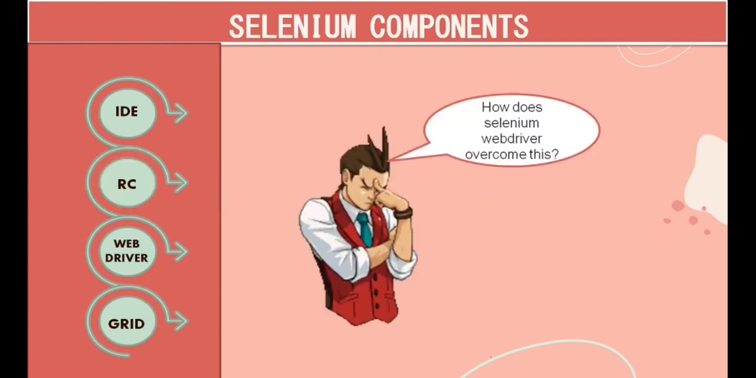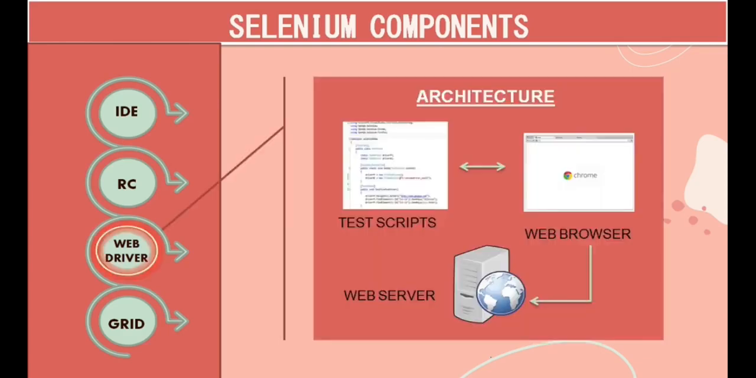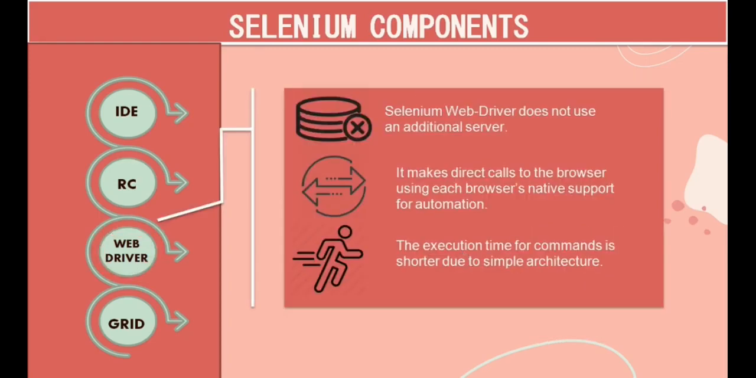Now let's see how Selenium WebDriver overcomes these drawbacks. For this we need to understand the architecture of the WebDriver. In the WebDriver architecture we have the test scripts, the web browser and the web server. However, we do not have an additional server for communication like the RC server, which we saw in Selenium RC. That makes the architecture of the WebDriver very easy. As you can see, there are direct interactions with the web browser.